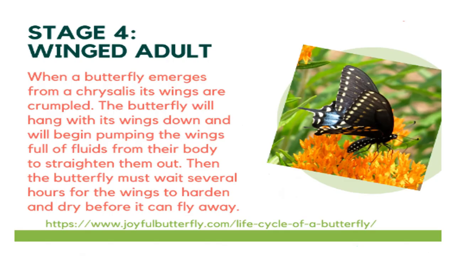And for the last stage, stage 4, winged adult. When a butterfly emerges from a chrysalis, its wings are crumpled. The butterfly will hang with its wings down and will begin pumping the wings full of fluids from their body to straighten them out. Then, the butterfly must wait several hours for the wings to harden and dry before it can fly away. The reason why their wings are crumpled is because it had to fit all of its new parts inside of the pupa.